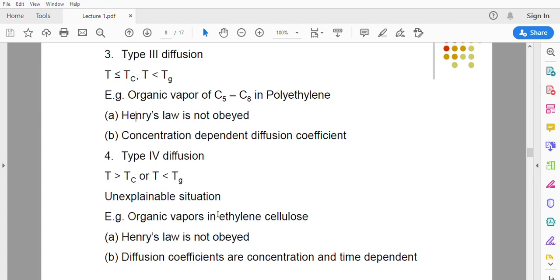At this condition, you cannot use Henry's law. Henry's law cannot be obeyed. And second, diffusion coefficients are concentration as well as time dependent. This is the most difficult condition for mathematical modeling, because your diffusion coefficient will be a function of concentration as well as time.